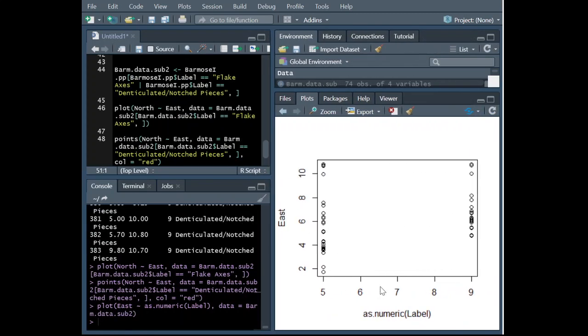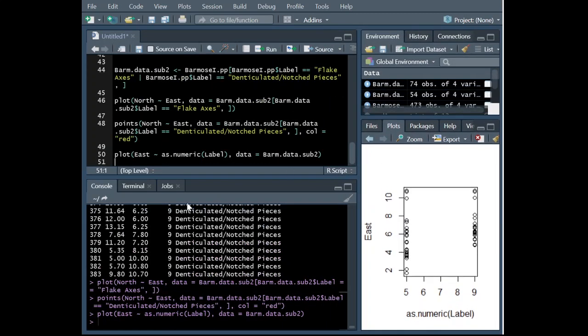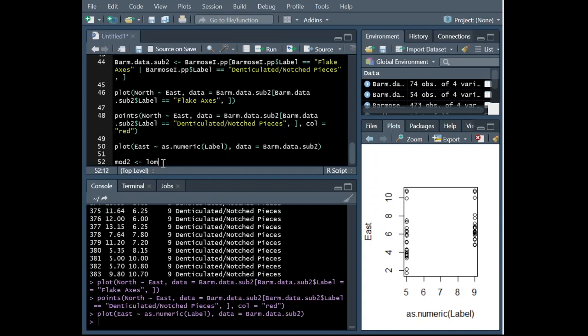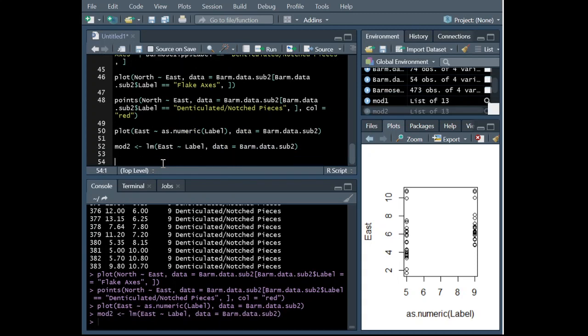This is what we're going to build a model based on. These are our easting coordinates for the first artifact type, the easting coordinate for the second artifact type. It looks like there's a bit of a trend here in the easting coordinates, that they're higher for this other artifact type. And so to then build this model, we proceed the same as we did before. Let's create an object, use the lm function, lm east as a function of label, data equals barm.data.sub2.